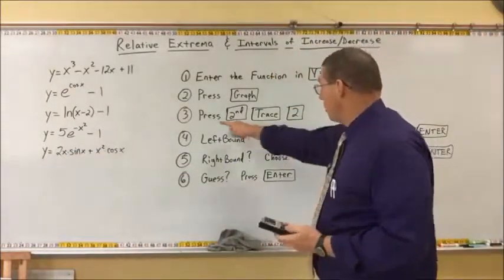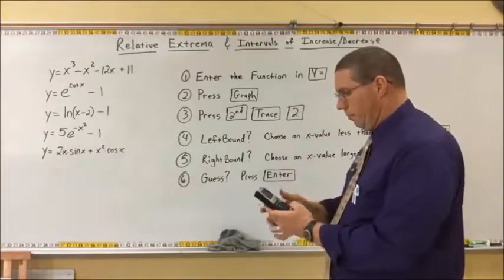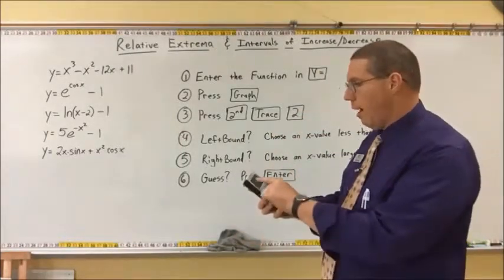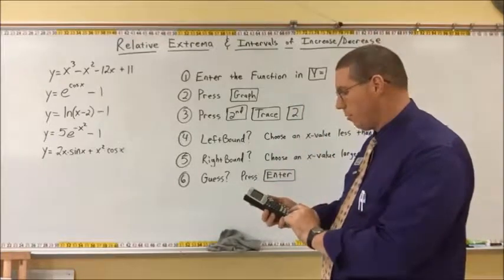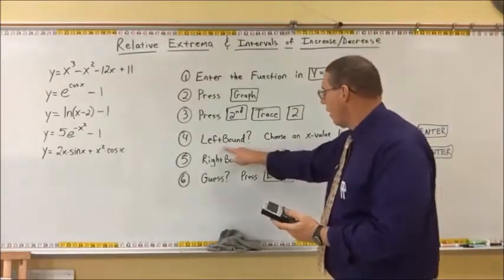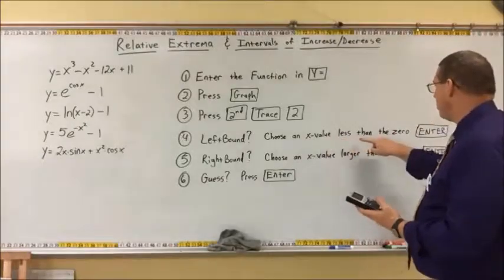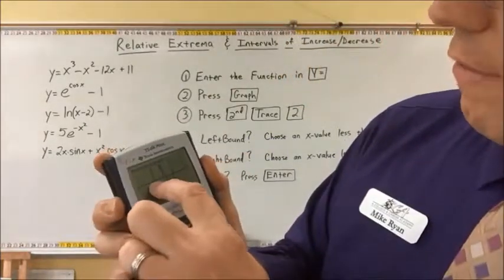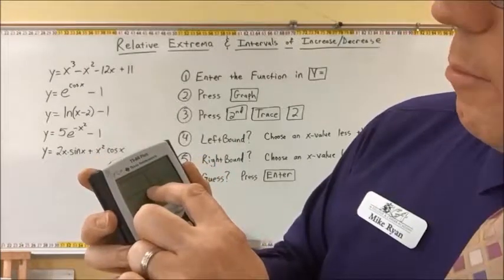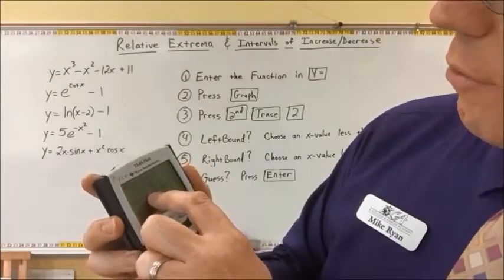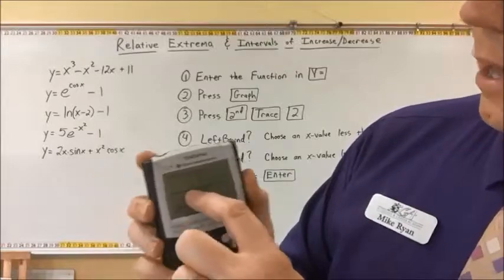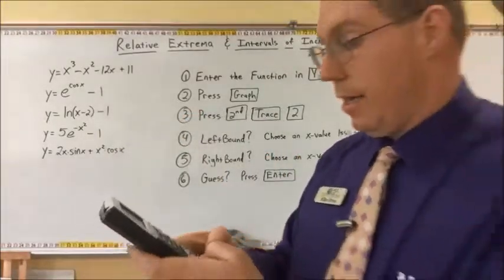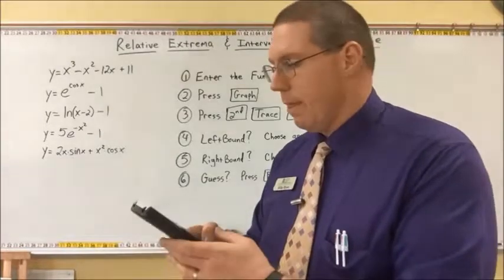So now we're going to press second, then trace, then 2. So second trace, that gives us the calculate menu. Option 2 says zero. That means we're going to find the zeros. Then it says left bound. We want to choose an x value less than the zero. Let's try and find that one first. That one looks like it's somewhere near -1, -2, -3. Maybe it's between -3 and -4. Left of there is definitely -5. So I'm going to key in -5, then press enter.